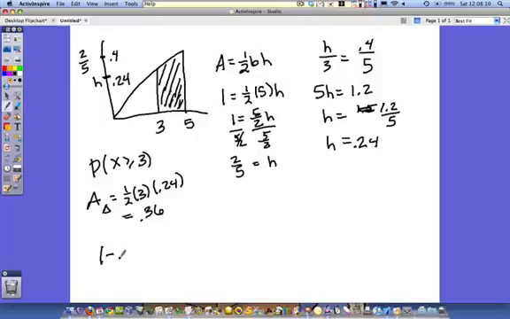So let's subtract that. 1 minus 0.36 is equal to 0.64, and so the probability that x is greater than or equal to 3 is equal to 0.64. Okay, let's take a look at another one.